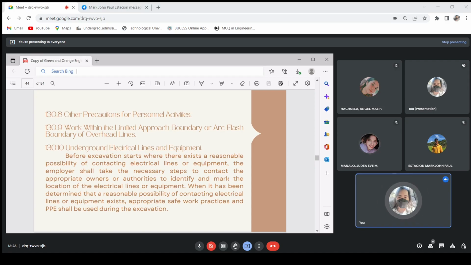Okay, the next slide, I will be reporting 130.8 to 130.12. So 130.8 is other precautions for personal activities. This one is about ourselves. As personnel, the other reporters discussed PPE and equipment. Then in Article 130.8, it's for us. So this article covers how to be alert, aware, and safe in a working place. All of us should see the visuals of what hazards we should avoid.